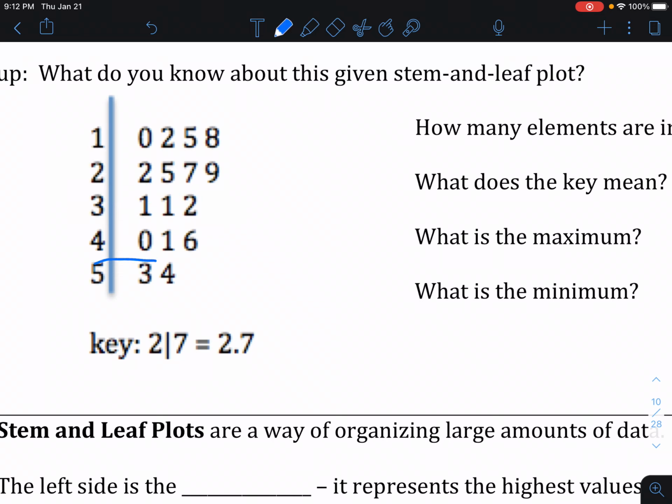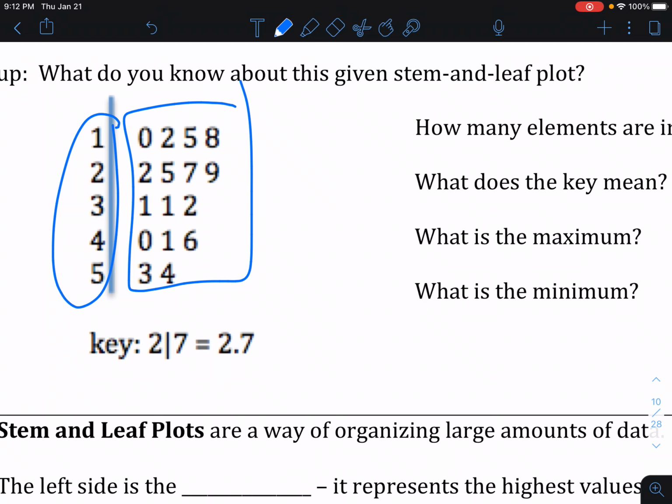So this would be 5.3, this would be 5.4, 4.0, 4.1, and so on. The stems are on the left side, so the stems are these guys here. The leaves are on the right side. Typically the leaves are the last digit.